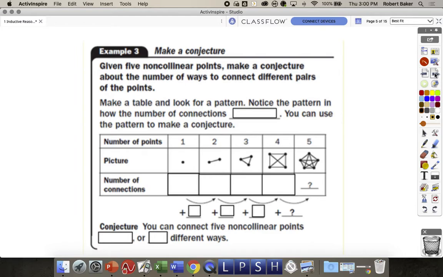So here's one point. How many connections can you make? Zero. Here's two points. How many connections? Three. 3 points, three connections? Six. 4 points have six connections? Yeah.